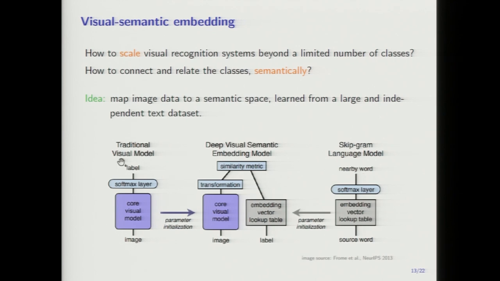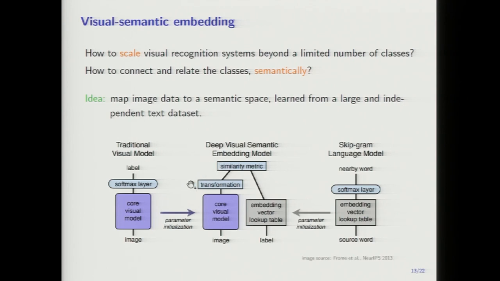And then we basically remove this last layer from the vision component. And of course, with a skip-gram model, we're not interested in the output. We're interested in this embedding operation. So what we then do is we connect these two, and we say that we're going to fine-tune the vision model to map these images to the same word embedding space.